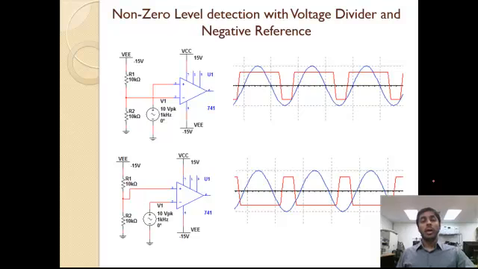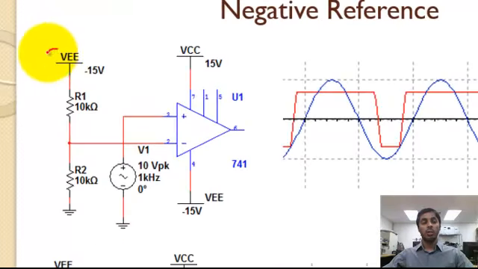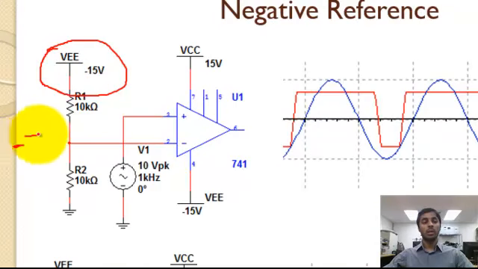You can change the voltage divider to get a negative reference voltage. So instead of the positive reference voltage we have talked about so far, we can use a negative reference voltage by simply changing the supply to negative 15 volts. So right now this voltage divider is getting negative 7.5 volts.